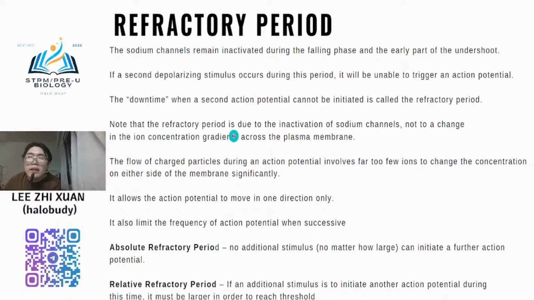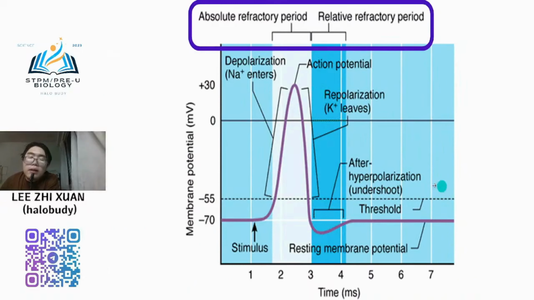It is not that when potassium ions flow out, we call it the refractory period, or when sodium ions go inside or are blocked, or when the charge between the axon and outside the cell is different. No. The flow of charged particles during an action potential involves far too few ions to significantly change the concentration on either side of the permeable membrane, and it only allows the action potential to move in one direction.